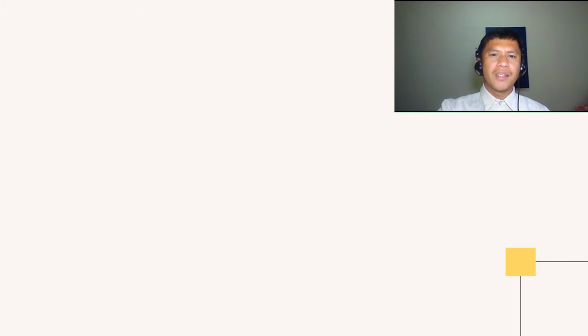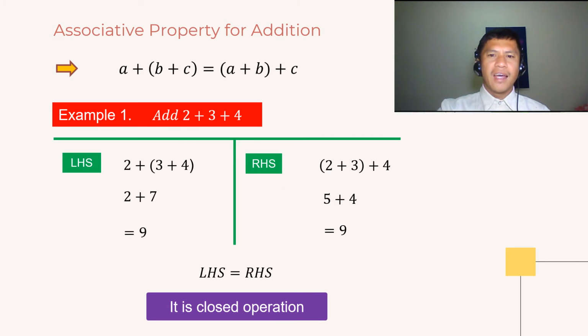Associative property for addition states that when adding three integers, the grouping of the numbers does not affect the sum. Let us verify the property by adding 2, 3, and 4. First solution, using the left-hand side, we group the last two terms of the quantity. Applying PEMDAS, add the 3 and 4, and that is 7. Then 2 plus 7 equals 9.